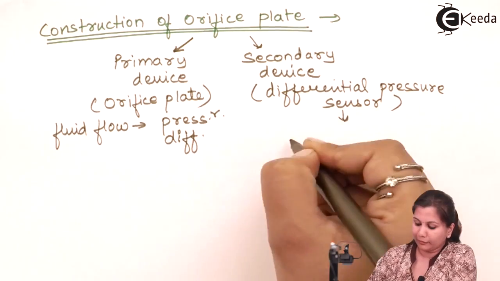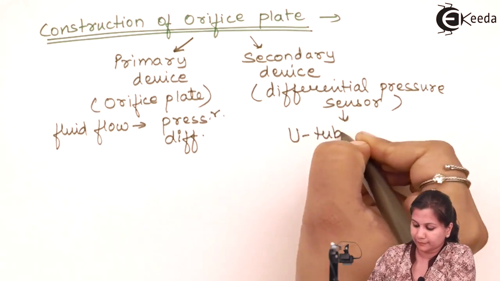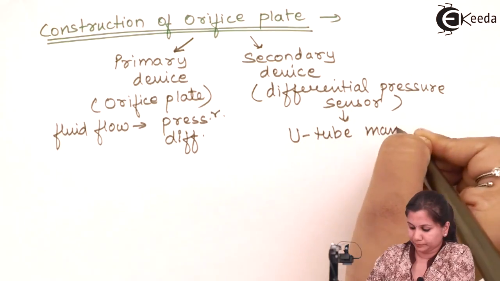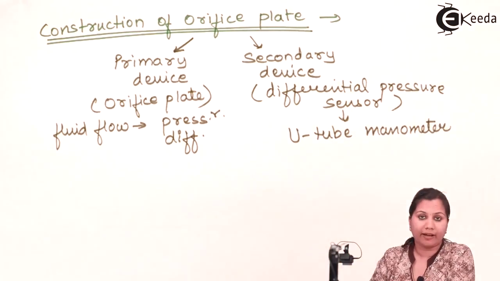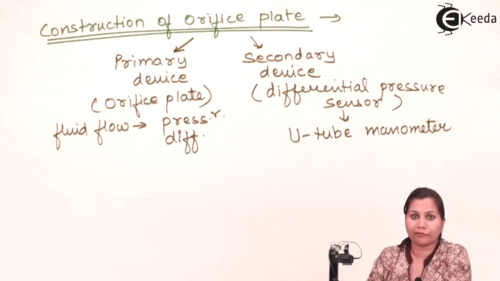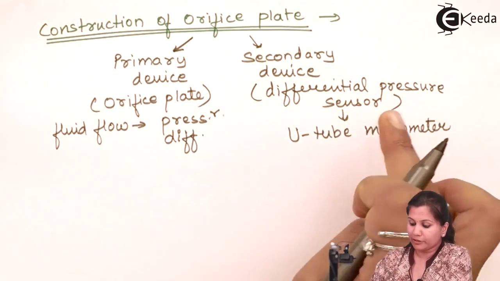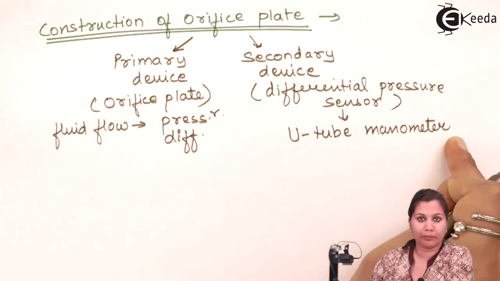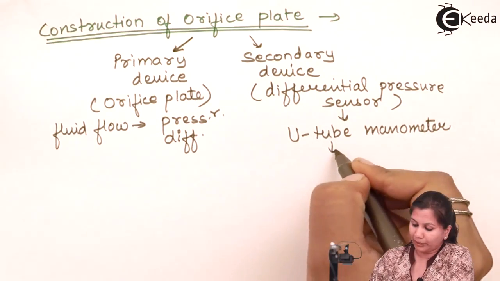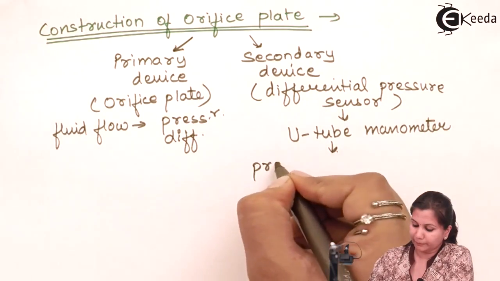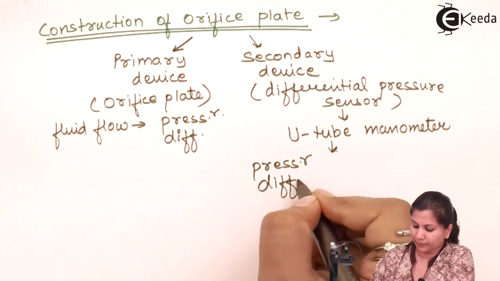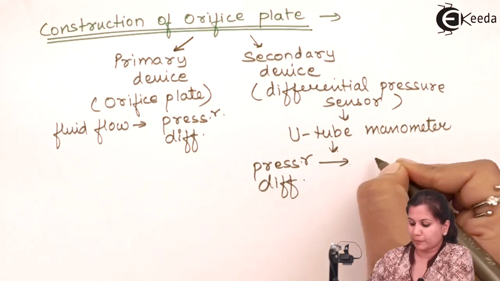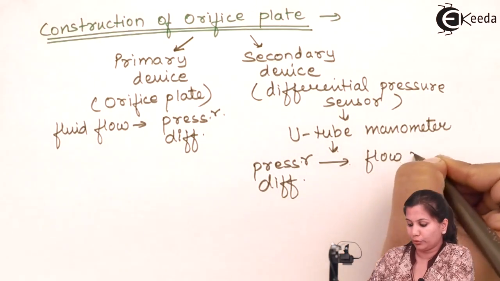Generally, a U-tube manometer is used for this. A manometer is a device which is used for the measurement of pressure. So the differential pressure sensor here is the U-tube manometer, and this U-tube manometer is going to measure the pressure difference, and this pressure difference is proportional to the flow rate.